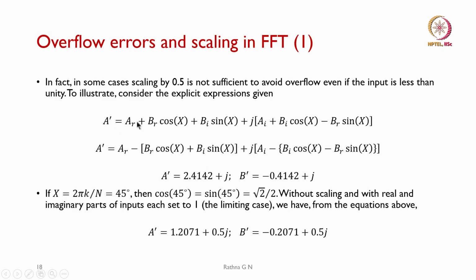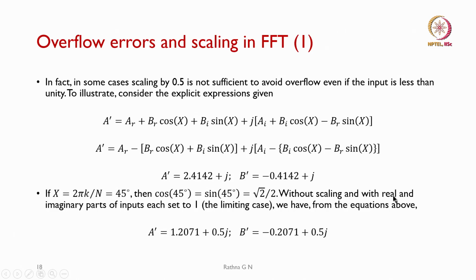So, we consider a dash equal to our real part, br into cos x plus bi into sin x, and this is our imaginary part. Then we assume a dash is equal to 2.4142 plus j, and b dash is equal to minus 0.4142 plus j. So, how have we got this? If x is equal to 2 pi k by n, which is 45 degrees, then cos 45 degree is equal to sin 45 degree, which is nothing but root 2 by 2.